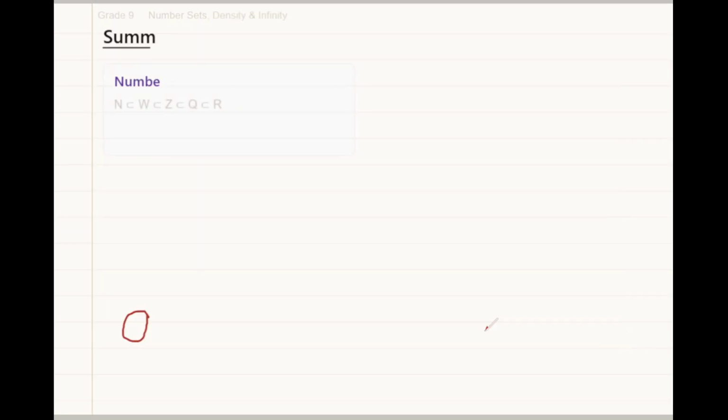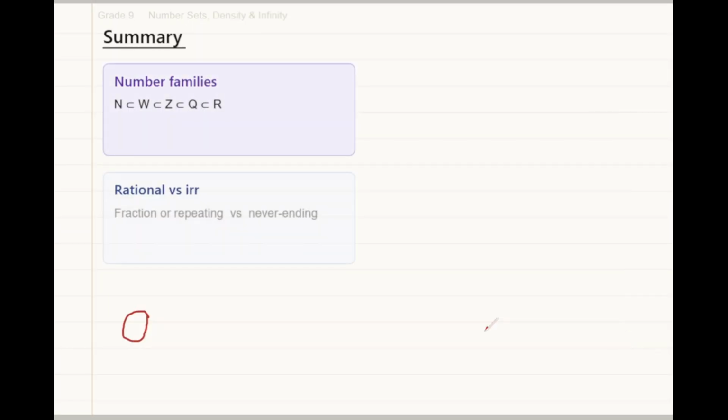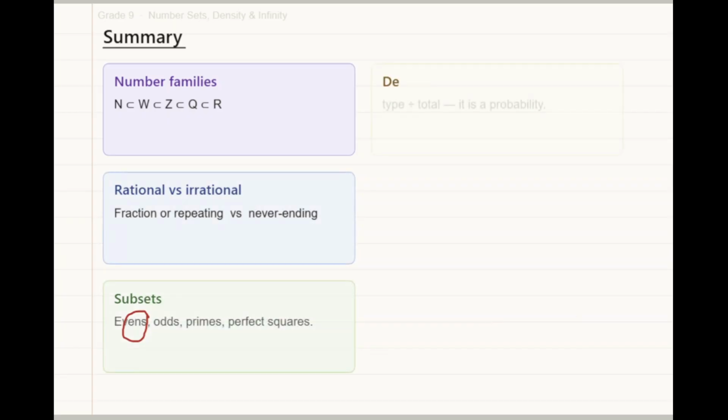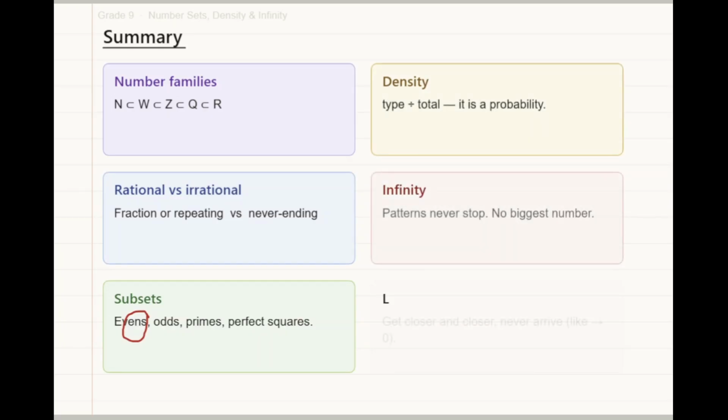So now let's put it all together. The number families fit inside each other: natural numbers inside whole numbers, inside integers, inside rationals, inside reals. Rational numbers are fractions or decimals that stop or repeat. Irrational numbers never end and never repeat. We have special subsets too: even numbers, odd numbers, primes, and perfect squares.